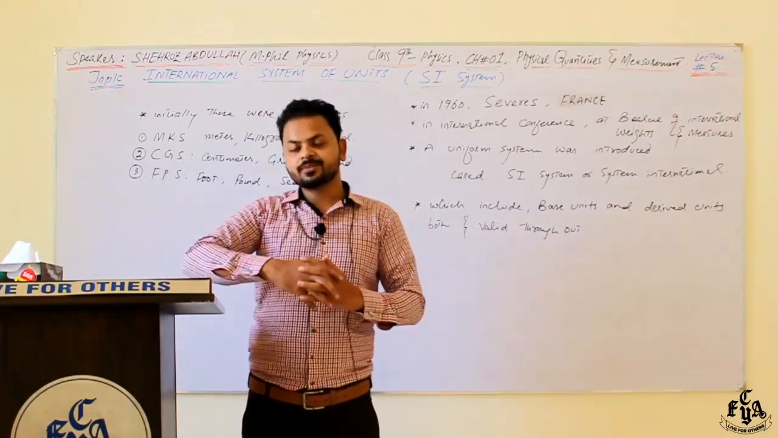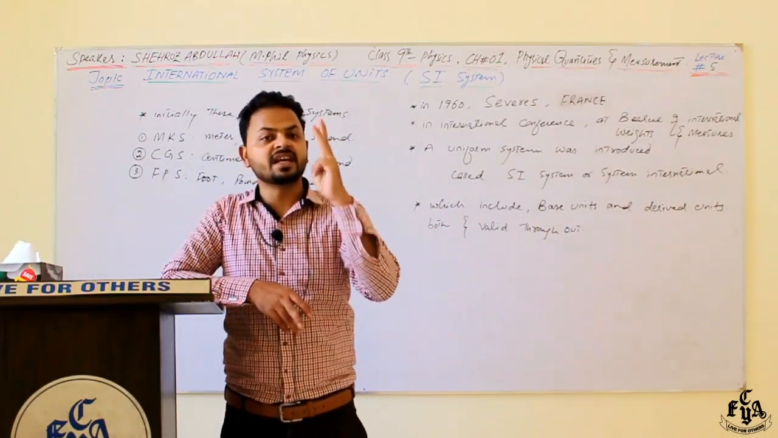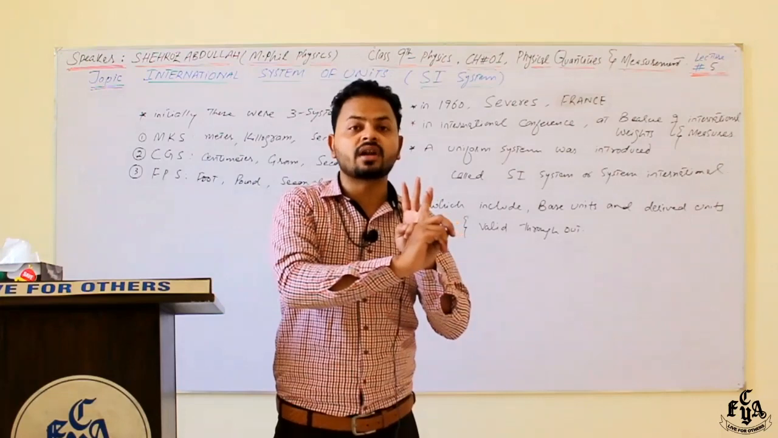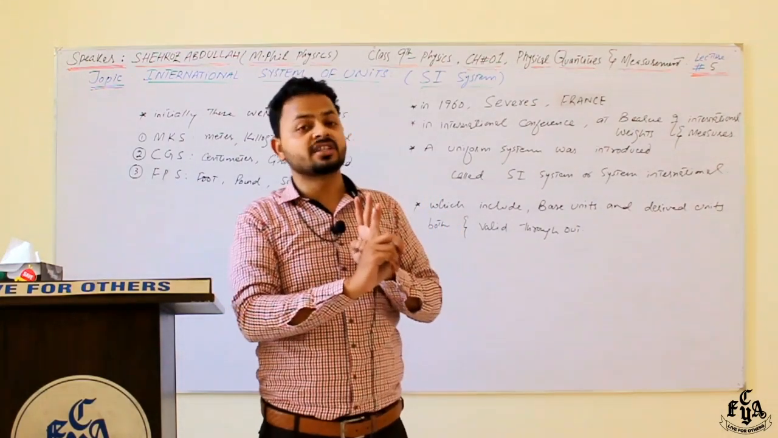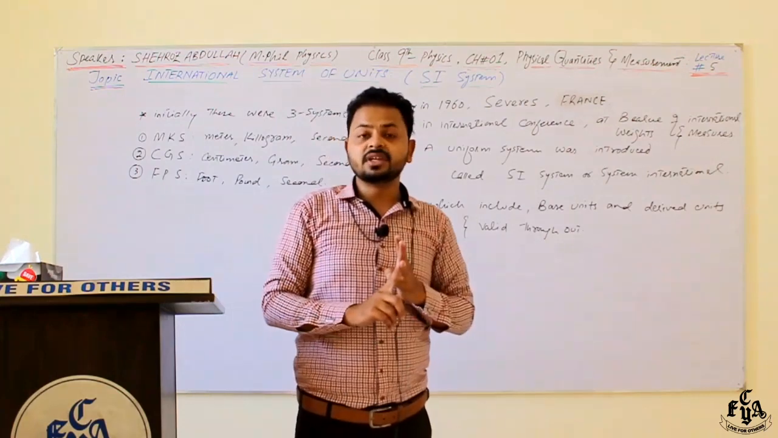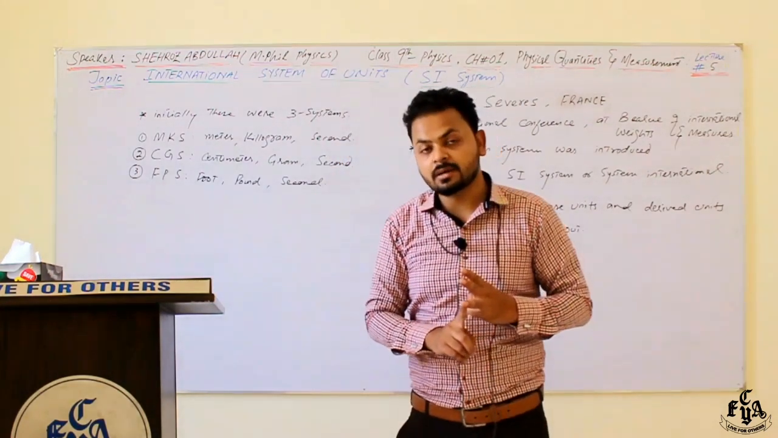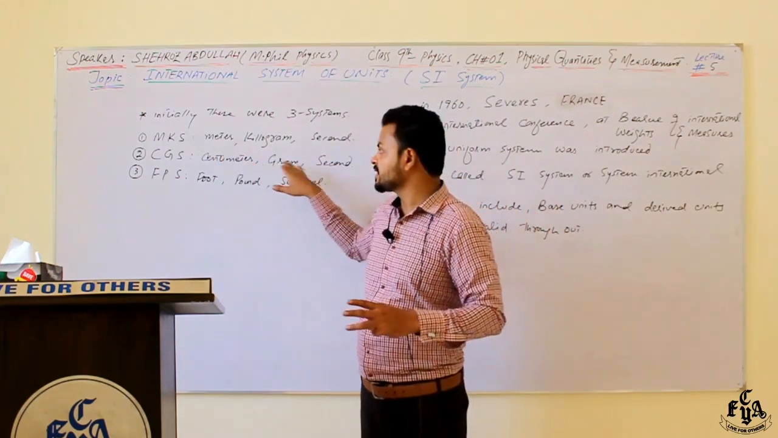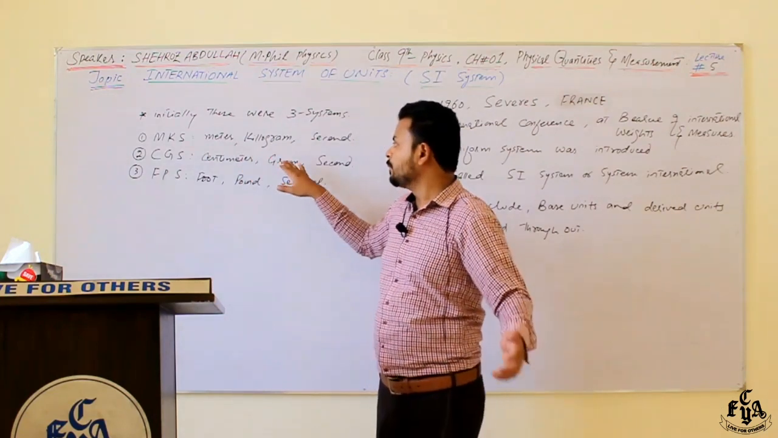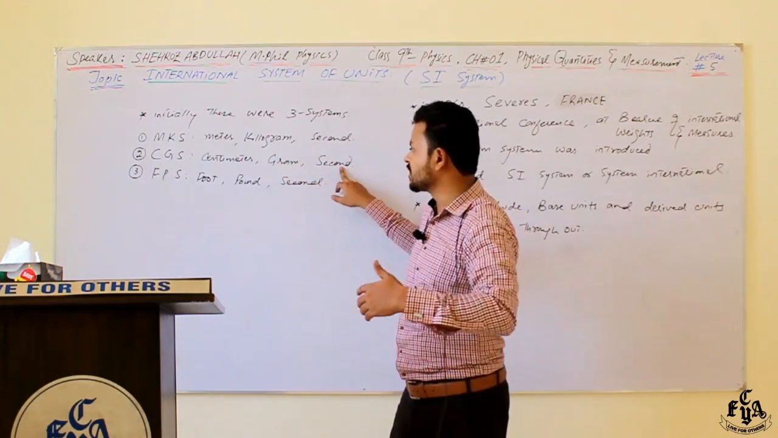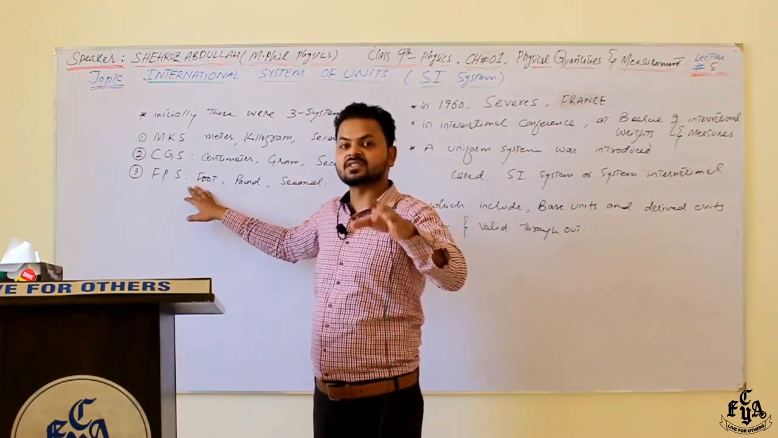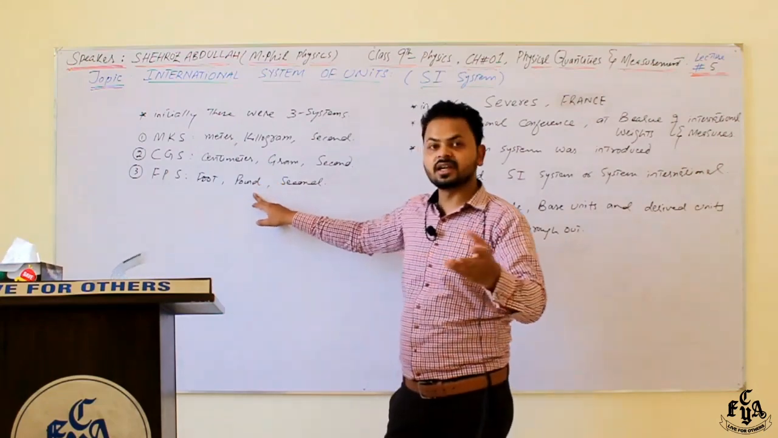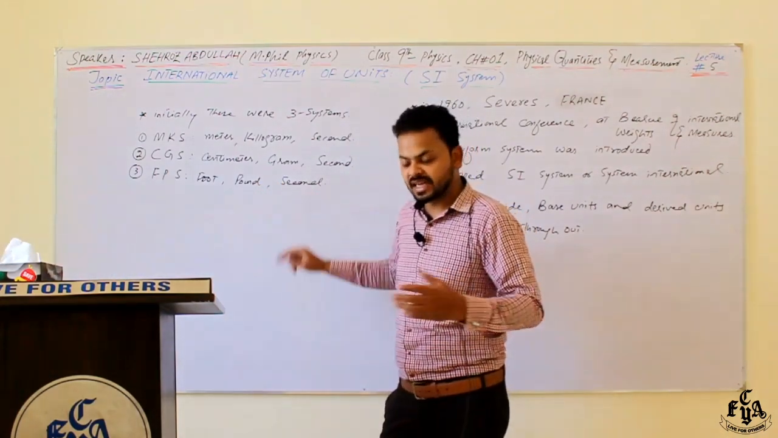Initially there were three systems. First, MKS, meter kilogram second, in which length was measured in meters, mass in kilograms, and time in seconds. Second was the CGS system, centimeter gram second, where length was measured in centimeters, mass in grams, and time in seconds. Similarly, FPS, foot pound second, where length was measured in feet, mass in pounds, and time in seconds.